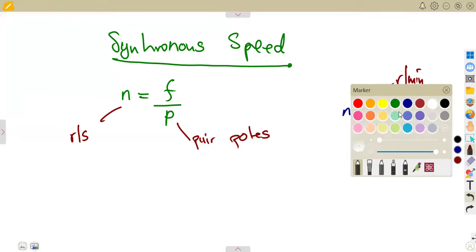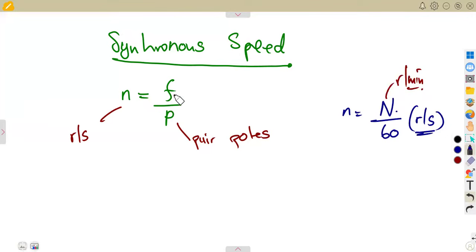With the same formula, you can make the frequency the subject. If you cross multiply, frequency is equal to n times p. You can make p the subject: if you divide by n, p is equal to f over n. So this formula can be given in any way. For you not to have a misunderstanding, just know one formula, and from that formula manipulate the others.